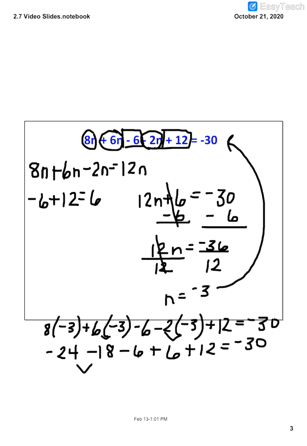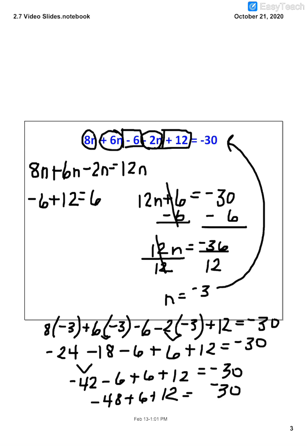Negative 24 minus 18 is negative 42. I bring everything else down. Negative 42 minus 6 is negative 48. Again, I bring everything else down. Negative 48 plus 6 is negative 42. Plus 12 is negative 30. And negative 30 is equal to negative 30. So now I know that my answer was correct. So the answer to this problem is n is equal to negative 3.